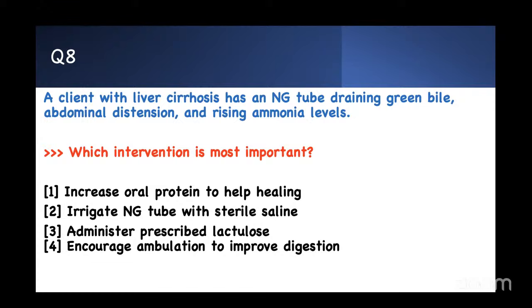Lactulose is your right answer. Lactulose is going to get rid of the ammonia and deal with the problem. Increasing protein is going to worsen it. Irrigating the NG tube with sterile saline has nothing to do with the ammonia. It's not going to help you. Patient is what? He has an NG tube, is distended, he has a rising ammonia level. Why would you have to walk him? Don't walk him. It's no good. So that's bad.